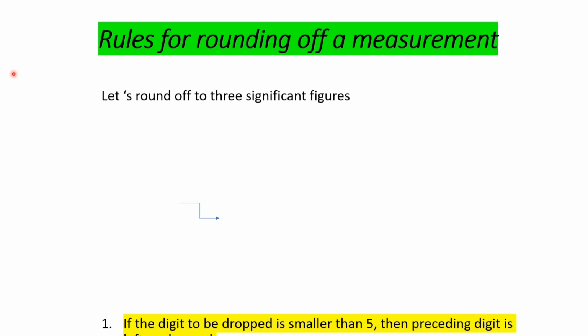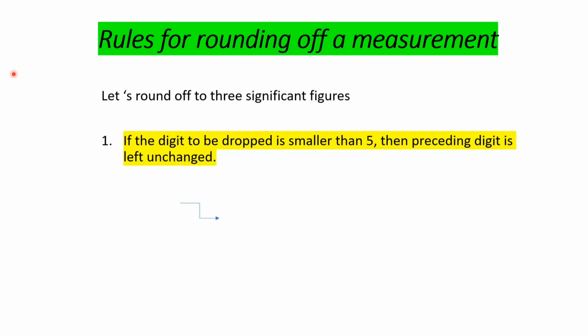So next rule is the rule for rounding of a measurement. If I round up to three significant figures, there are certain rules we need to remember. So let us round up to three significant figures. Suppose the digit to be dropped is smaller than 5, then the preceding digit is left unchanged. This is the first rule.